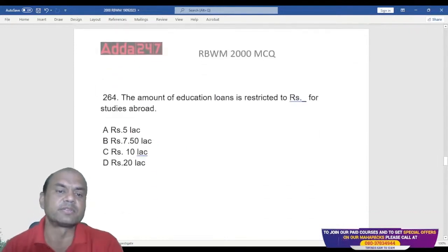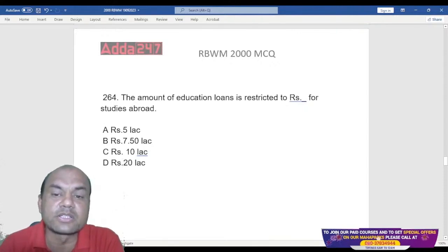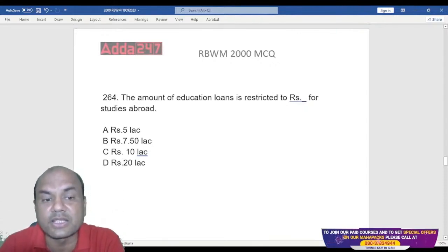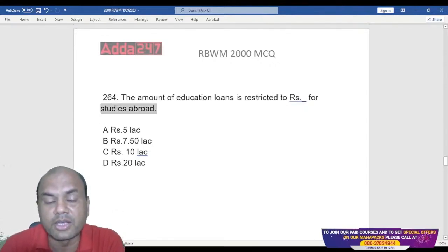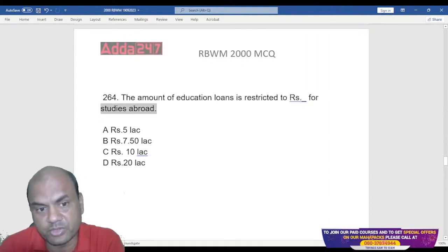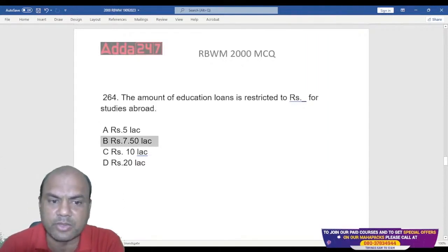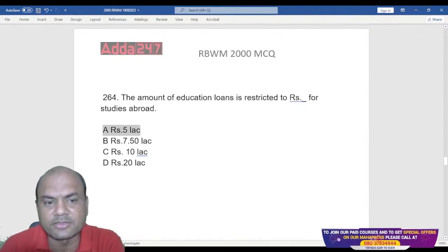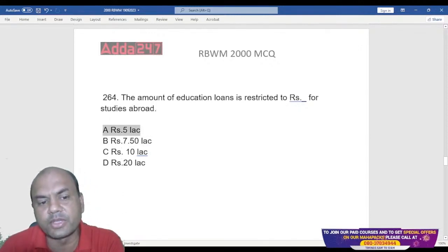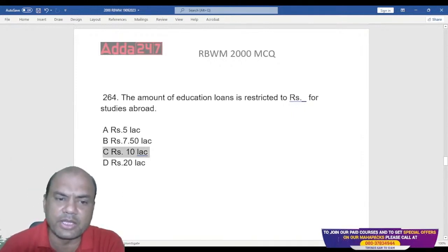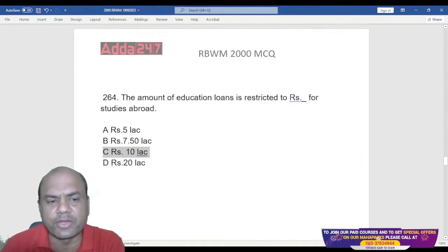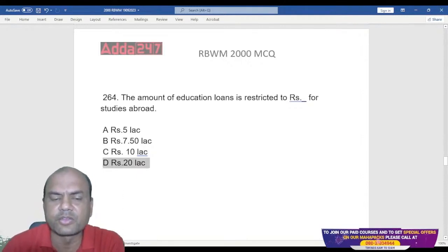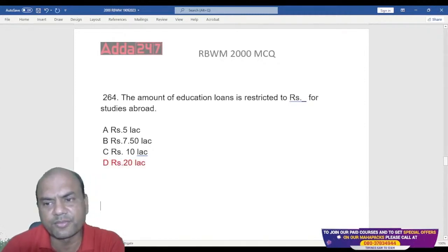Next one. The amount of education loan is restricted to rupees dash for studies abroad. Just now I told you 10 lakhs was for India. So abroad will be what? It will be lesser, 7.5 lakhs, 5 lakhs, or 10 lakhs? If within India I am giving 10 lakhs, abroad will definitely be higher, isn't it logical? So the answer is 20 lakhs. Got it? Next one.